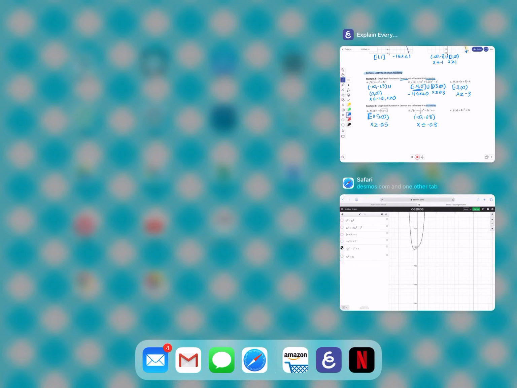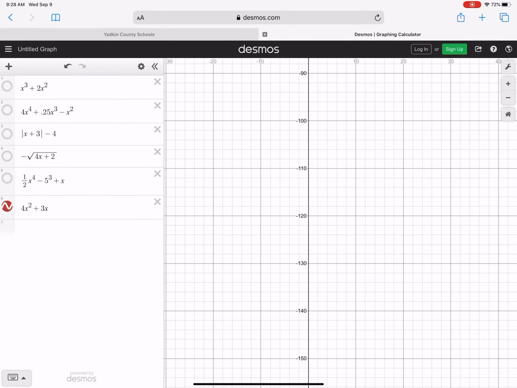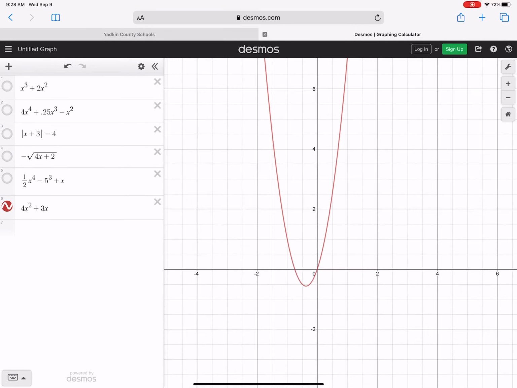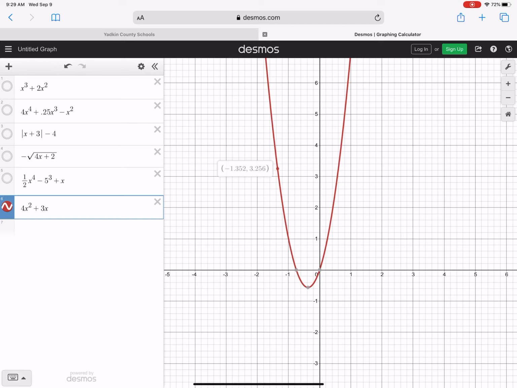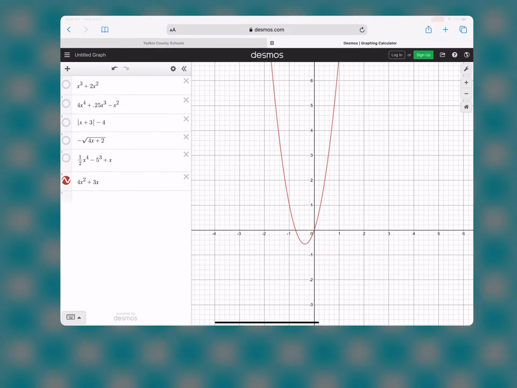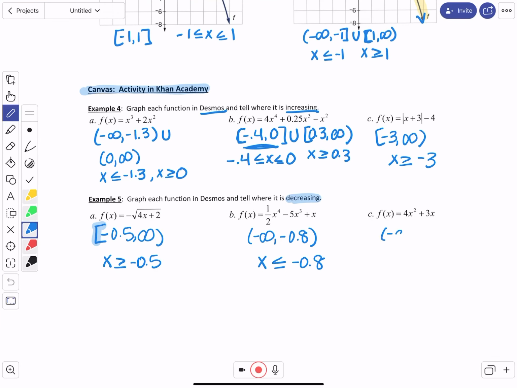And then on my last graph, let's see, I'm just going to hit my home button. There we go. So it's a parabola. So it is decreasing all the way from negative infinity until I get right here where it starts to change direction. So from negative infinity to negative 0.4, if I round that. It's 0.375, but I rounded it to negative 0.4. So negative infinity to negative 0.4, and I would say x is less than or equal to negative 0.4. All right, so that is our increasing and decreasing.